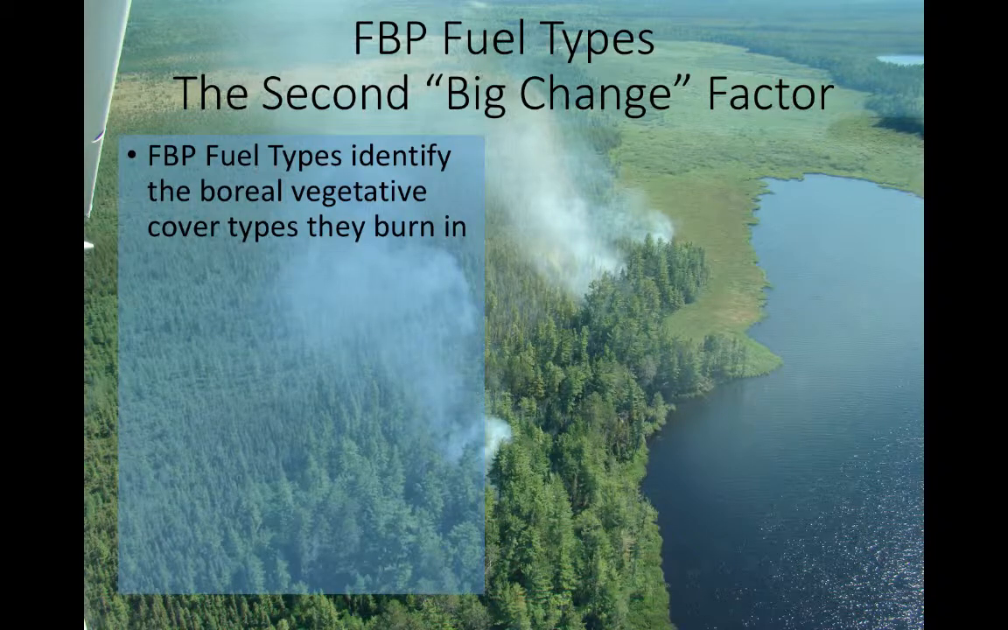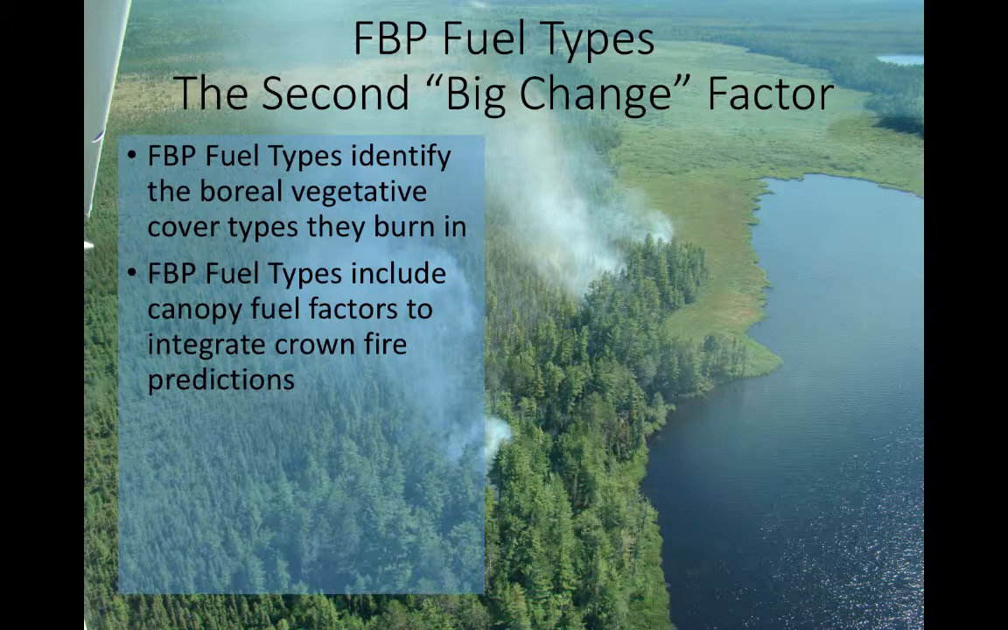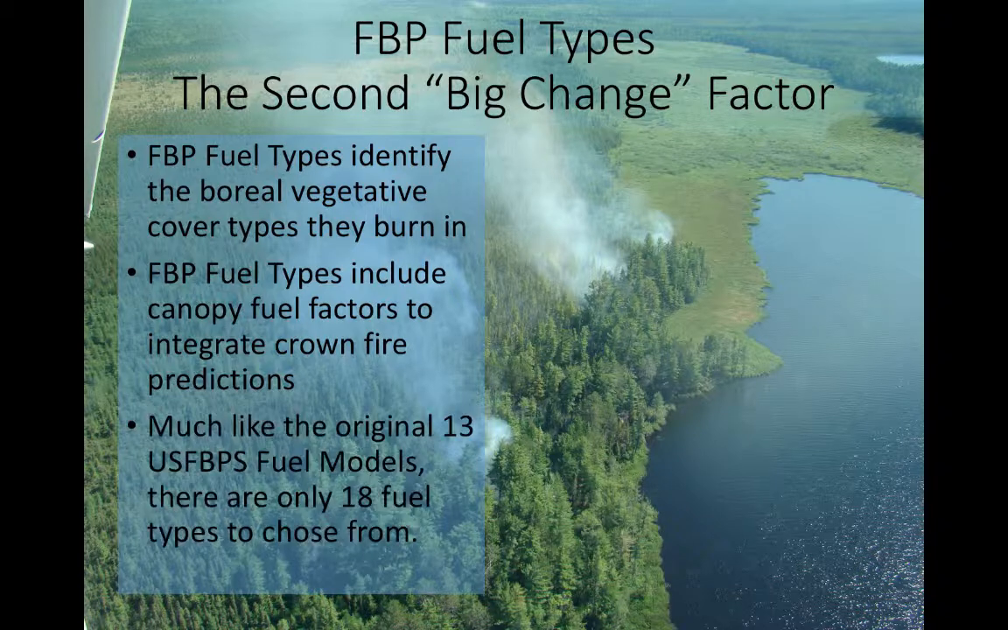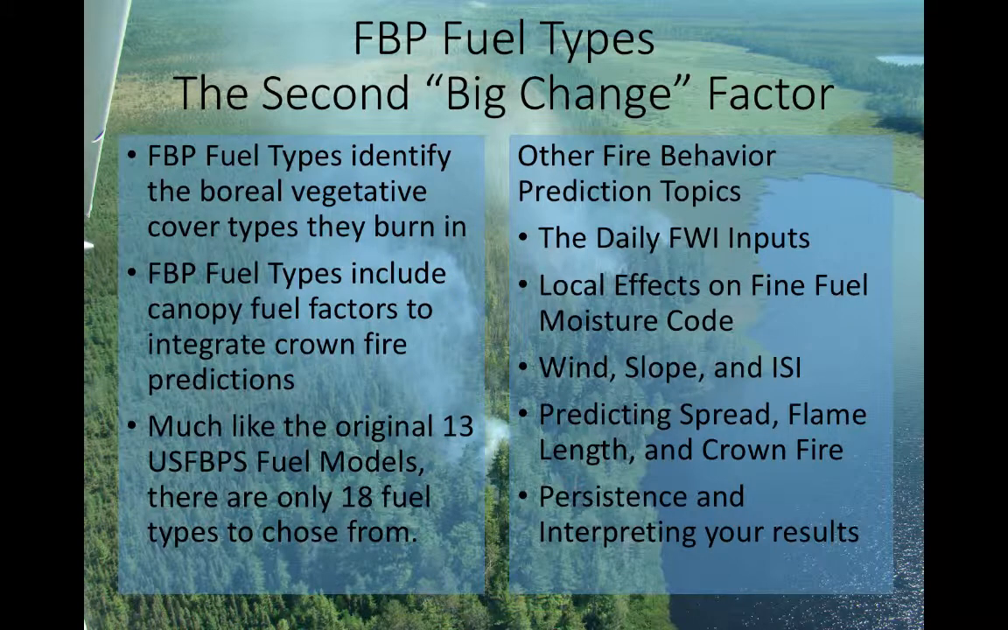The FBP fuel types identify northern cover types that fires burn in. The FBP fuel types include canopy factors that provide for crown fire predictions. And with only 18 fuel types from 5 vegetation classes, the choice should prove easy. Now consider viewing the other FBP fuel topics as well.